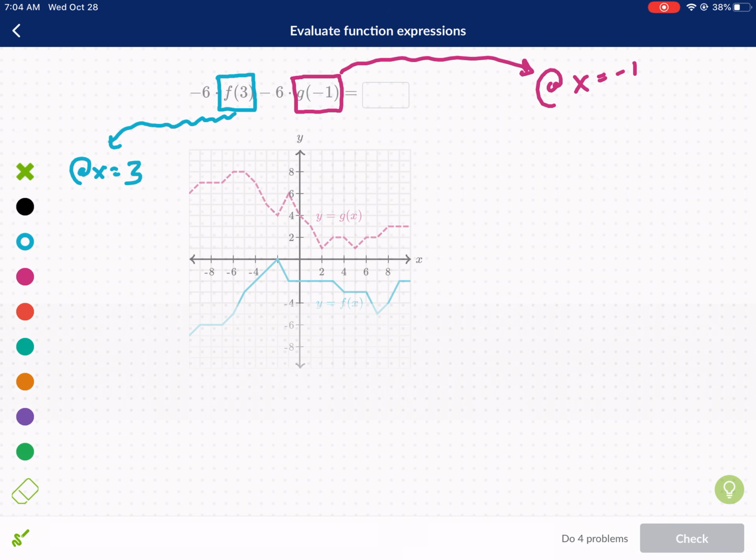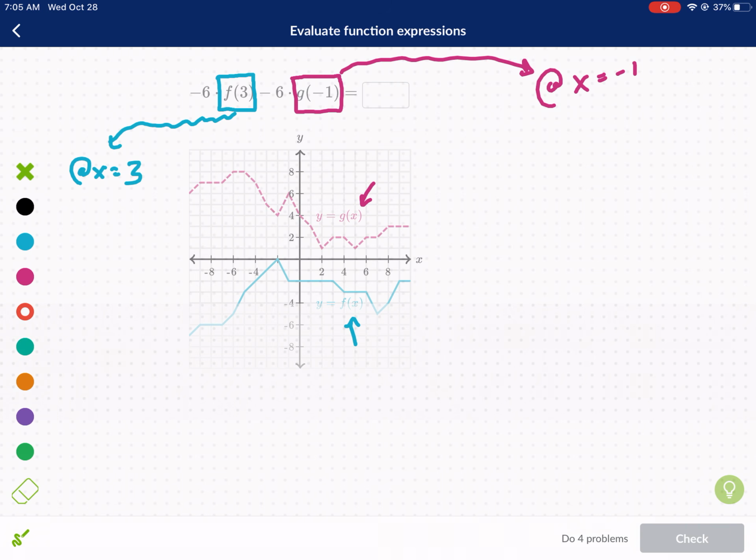But the g, of course, belongs to the graph of g, and the f belongs to the graph of f. So we need to evaluate those first, and then we're going to plug in those values when we're done into the expression and then solve, or simplify, I should say. Okay, so let's go ahead and do that first.